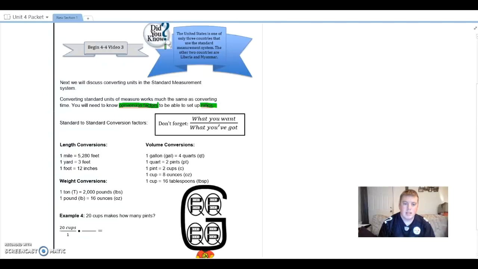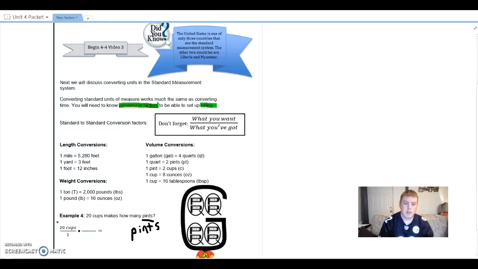So we are looking at example 4. We want to know 20 cups makes how many pints. Now, we're going to use the same process, setting up ratios, as we did in time. We are going to go from cups to pints. I'm going to use the same process that I used when I was going through in time. I want to go ahead and write at the end what I want my final answer to be in. I want my final answer to be in pints.